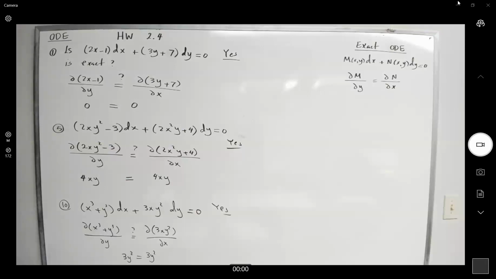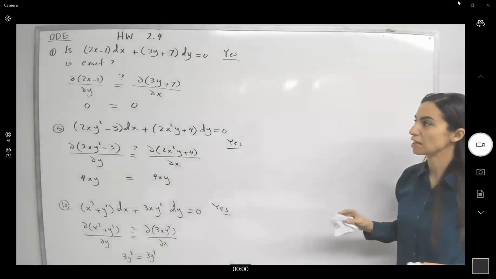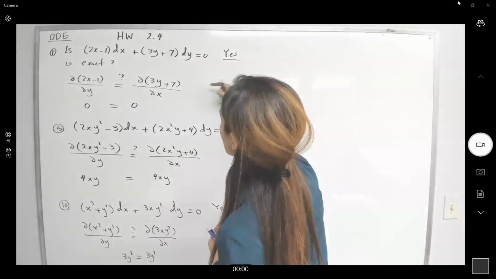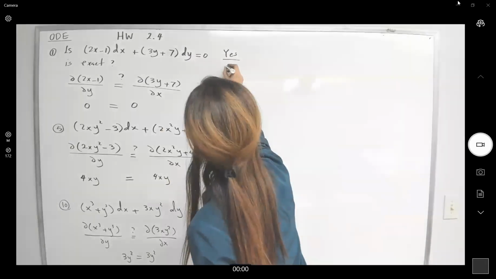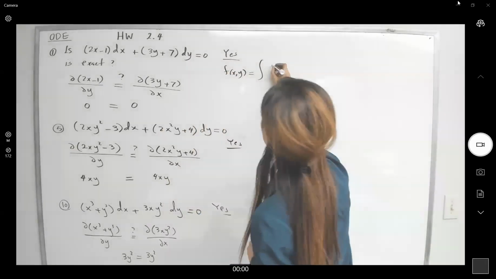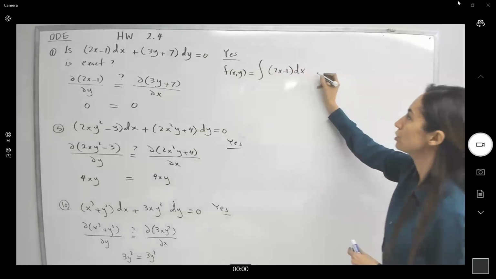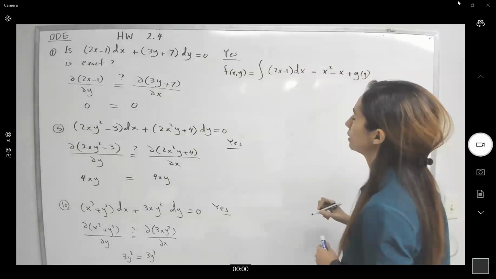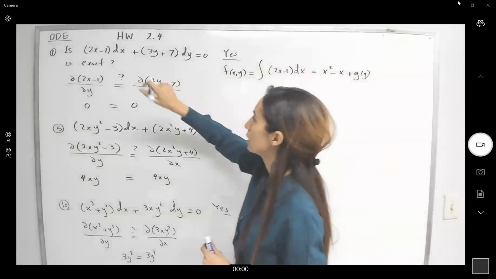Now let us solve each one of these. The process is the same as the process that we did in multivariable calculus. Since you have an exact differential equation, you can find a function f of x and y, which is equal to the integral of 2x minus 1 dx. If you take this integral, it becomes x squared minus x plus a function in y. Now, the partial derivative of f with respect to y must be equal to N.